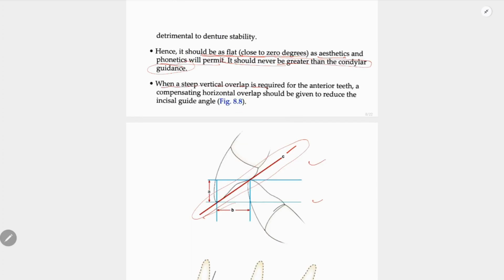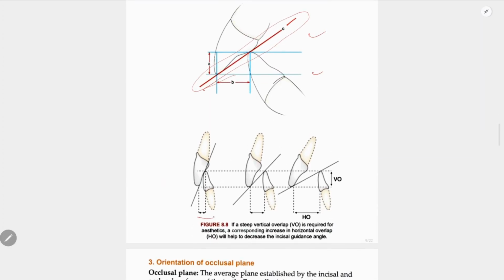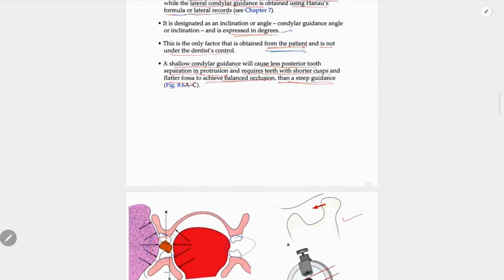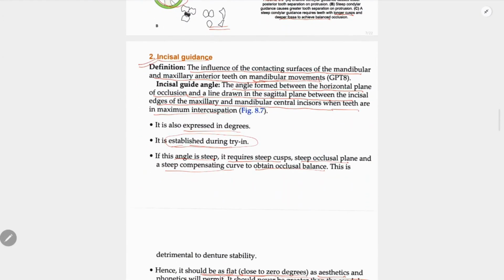When a steep vertical overlap is required for anterior teeth, a compensating horizontal overlap should be given to reduce the incisal guide angle. We can see in these diagrams, as we increase the vertical overlap using steeper angles and steep teeth, there is a compensating increase in the horizontal overlap. If a steep vertical overlap is required for aesthetics, a corresponding horizontal overlap will help decrease the incisal guide angle. So what are the key points that you will need to write for the incisal guide angle? One is the definition, expressed in degrees. It is established during try-in.